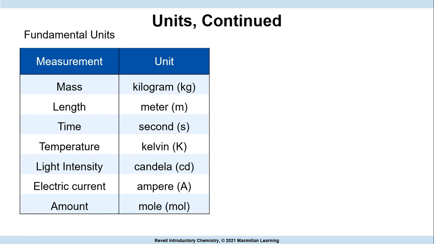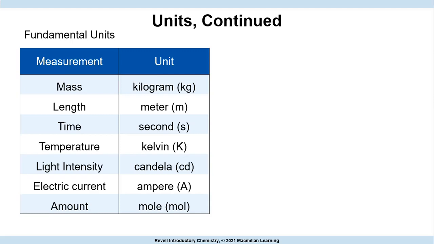We have 7 fundamental units where any other units that you would see in science are derived from these 7 fundamental units. And these 7 fundamental units are mass, which is measured in kilograms, even though we are going to be dealing with grams and milligrams when we are dealing with very small masses. For the measurement of length, we are going to be looking at meters. We can also look at millimeters, and we're going to see so many of those.